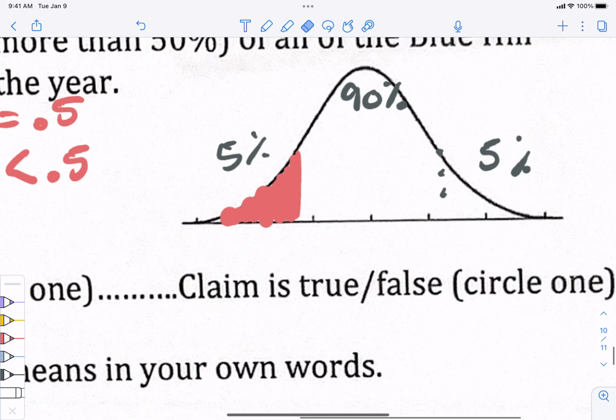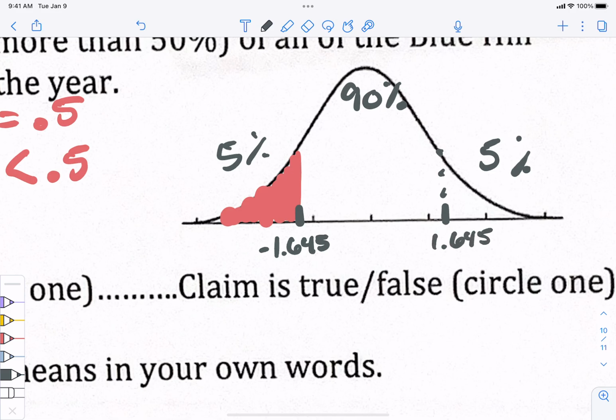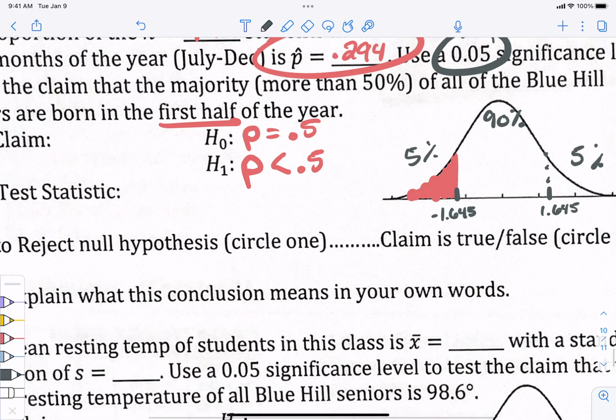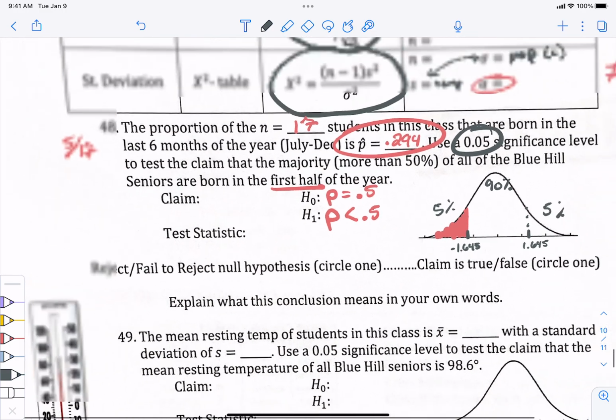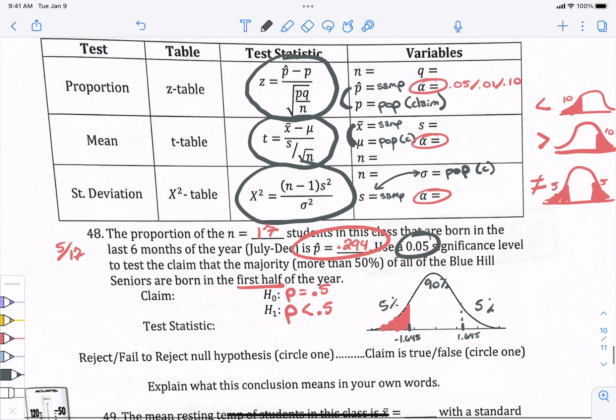Okay, so go to the Z chart, 90%. What are my cutoff marks right here? Go to the chart. 1.645, so negative 1.645. We really don't care about the positive 1.645 because that's the imaginary tail, but you can label it if you want to. And now we have to do the test statistic and be done, right? Yeah. Okay.